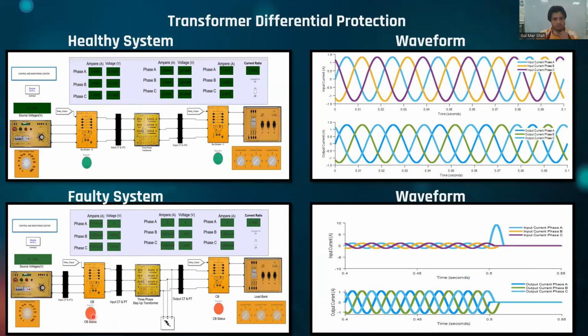This is the faulty system where it shows the circuit breaker is tripped, because this is the status, the trip that showed that your circuit breaker has tripped, and this is the output waveform where the fault occurs at 0.5 second.